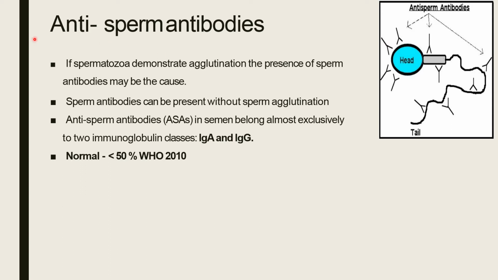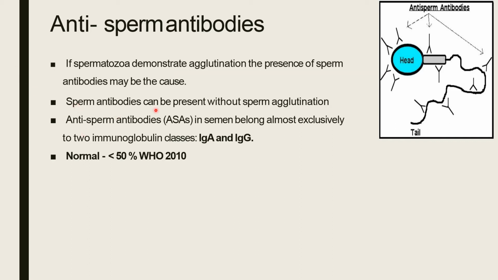So anti-sperm antibodies get attached to the sperm at various sites. They could attach to the head, the tail, the neck, anywhere on the sperm. They could attach to many sperm together, so causing agglutination. So the sperm get trapped, and they are not free to swim to the ovum to fertilize it.